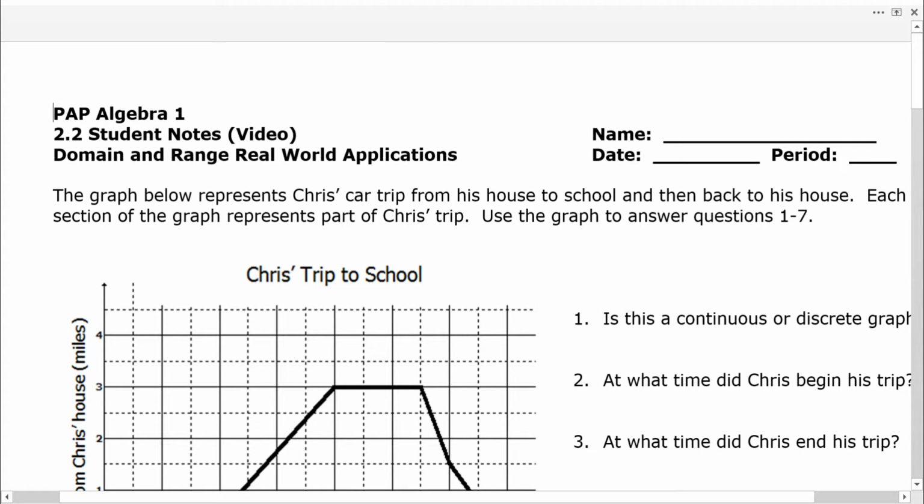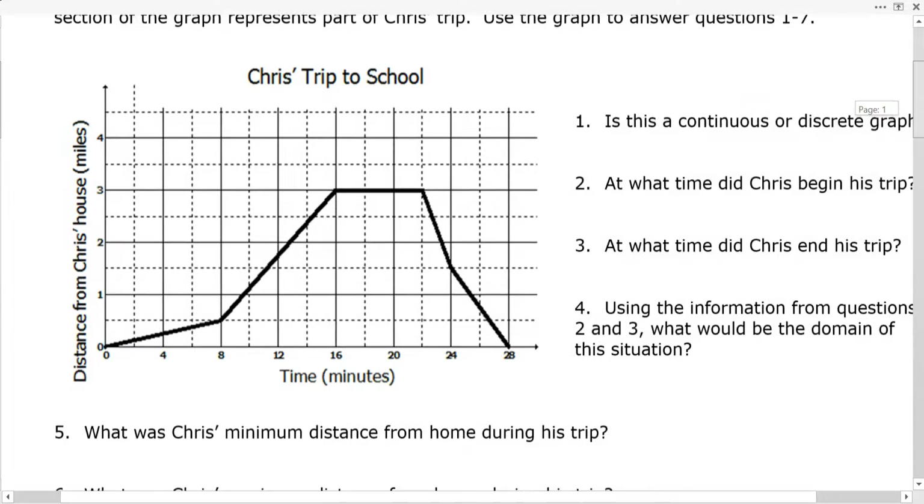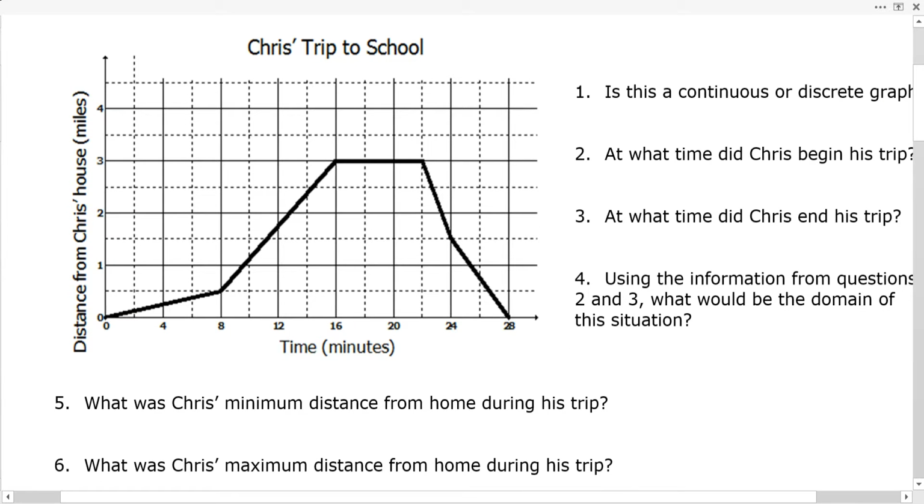Okay. 2.2 notes, domain and range, real world applications. Okay, so we're doing the same thing we did yesterday with domain and range, except now we're going to have actual problems that look like real life as opposed to just random graphs all by themselves.